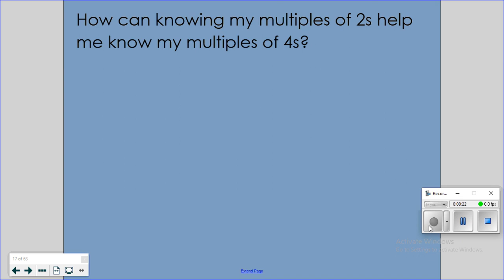2's multiplication. Yeah, I'm talking about my 2's timetables. You already know them. You can skip count by 2. Let's skip count by 2's. Ready? 2, 4, 6, 8, 10, 12, 14, 16, 18, 20. We'll stop. Yeah, my multiples of 2 just mean my skip count by 2's. This means my skip counts by 2's.